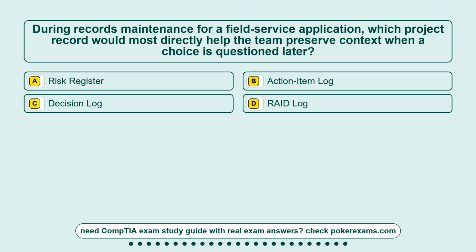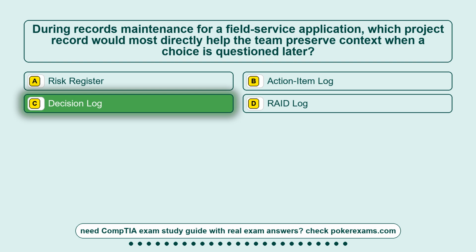Question 19. During records maintenance for a field-service application, which project record would most directly help the team preserve context when a choice is questioned later? Option A, a risk register. Option B, action-item log. Option C, a decision log. Option D, RAID log. The correct answer is option C, decision log.